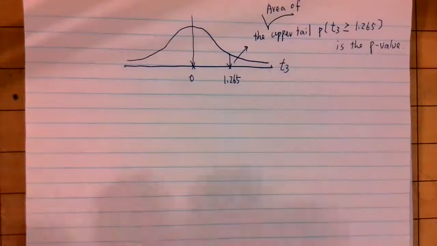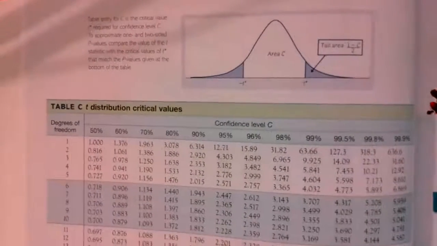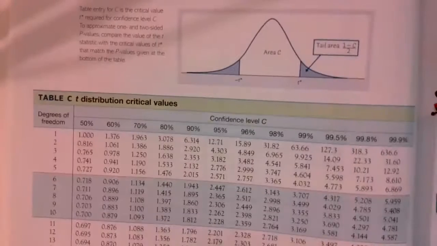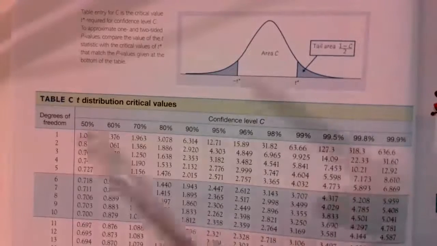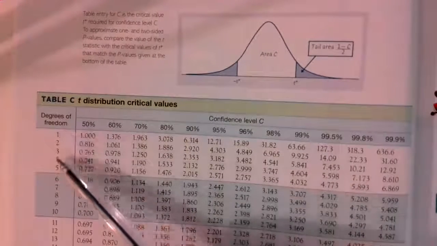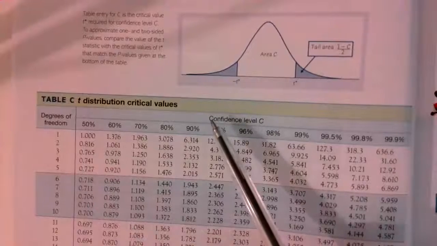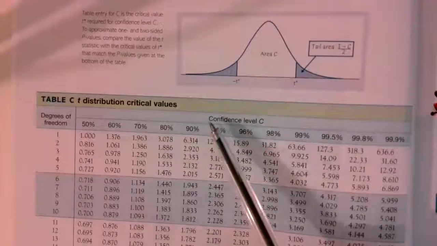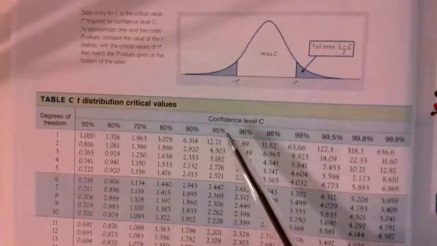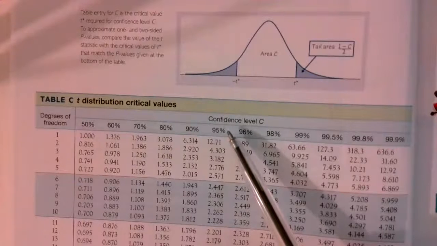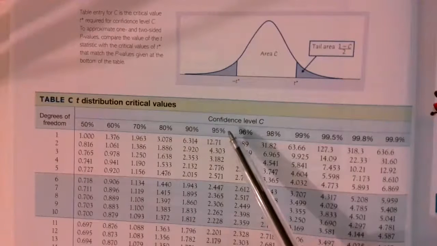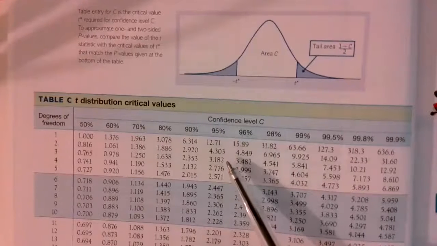How can we find the area? Okay, let's go to your textbook. The construction of your textbook table is like this. First, you look at the degrees of freedom: 3 degrees of freedom. Now, if you want to do interval estimation, you need to tell me the confidence level, usually 95%. Then the critical t-value is 3.182.